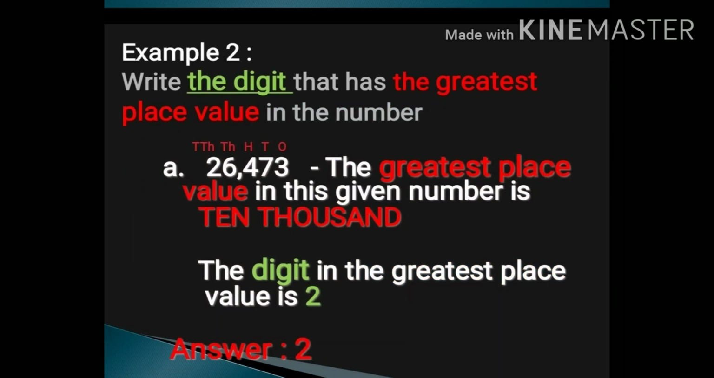The next example, write the digit that has the greatest place value in the number. Read and understand the question carefully. It is the greatest place value and what is the digit seen in that place? Number is 26,473. The greatest place value in this given number is 10,000. The digit in the greatest place value is 2. So, the answer is 2.